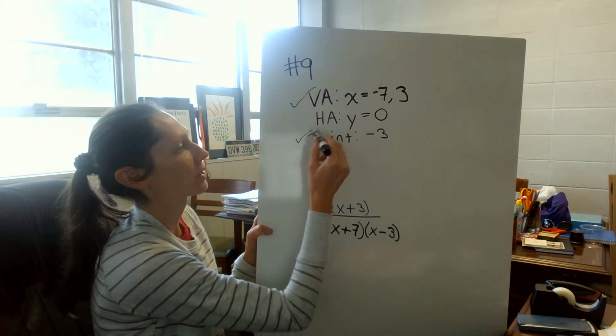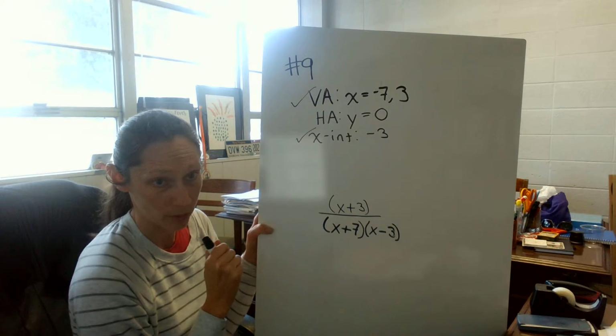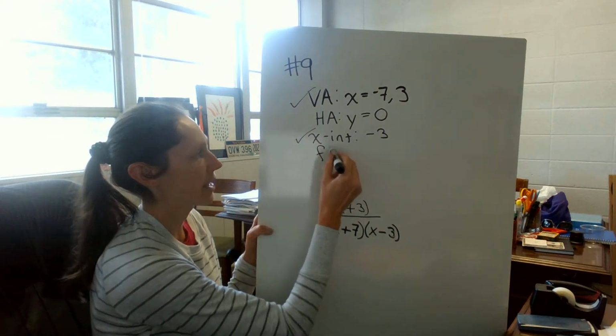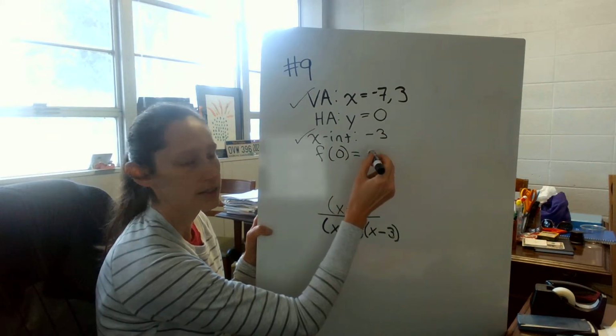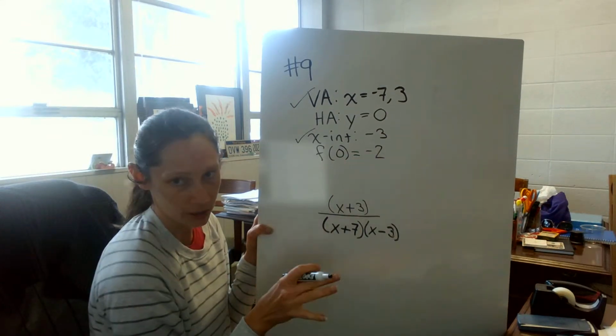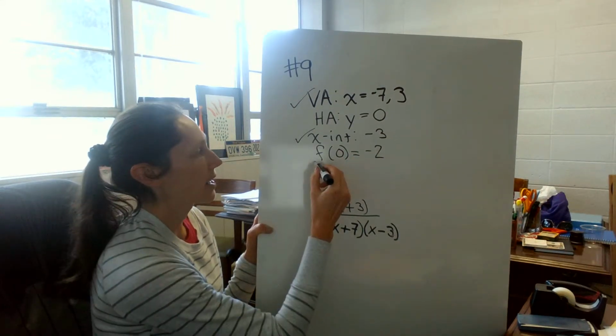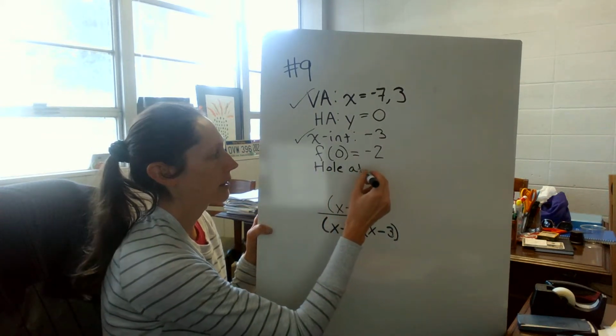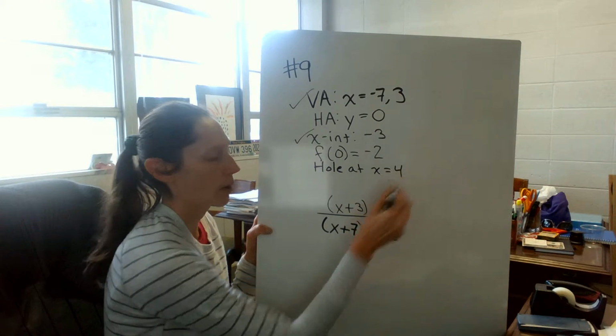So let me check off what I've done so far so I don't forget to go back and do that horizontal asymptote piece. There's another piece of information given that says f of 0 is -2. I'm going to return to this one in a moment. And then there's a hole at x equals 4.